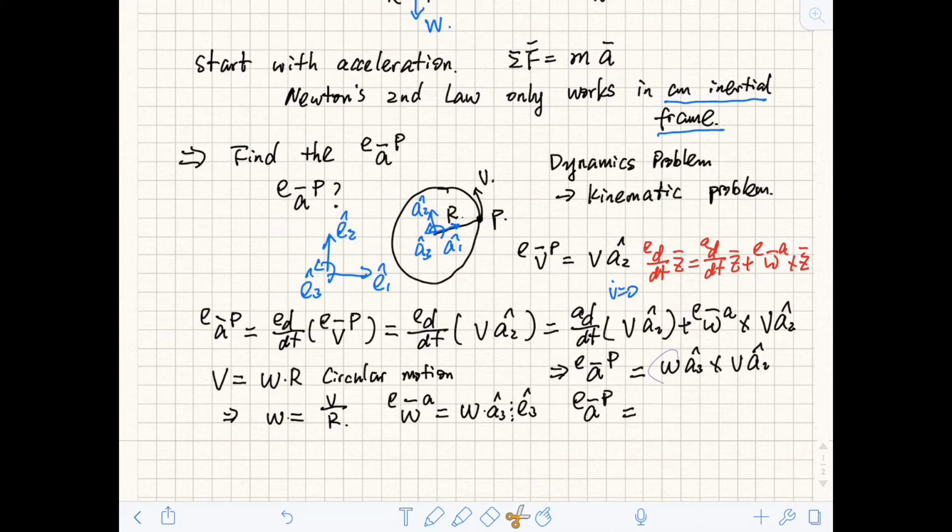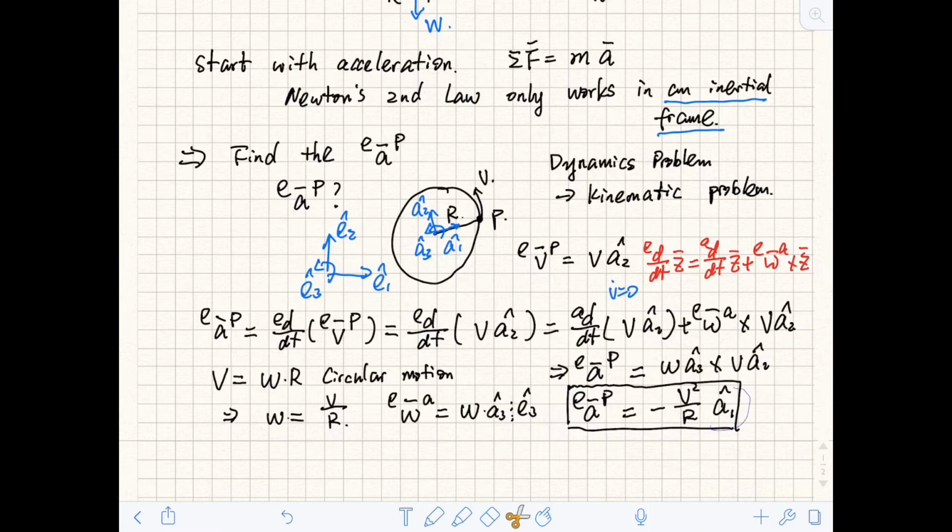We can substitute omega with V over R. Then we get negative V squared over R A1. So this is the acceleration of the ball P in the E frame. And E is the inertial frame, so essentially we have solved the acceleration of P in the inertial frame.